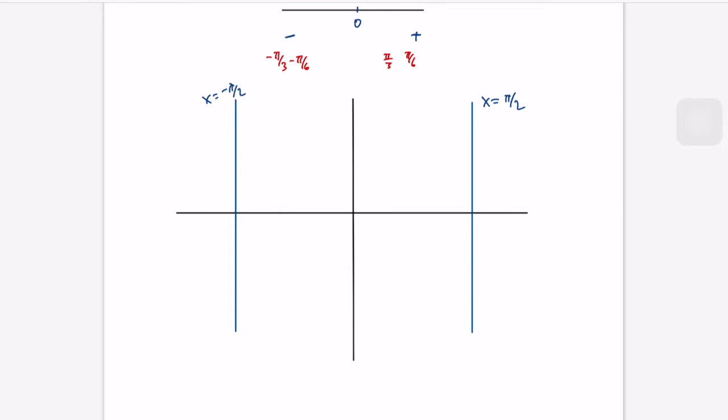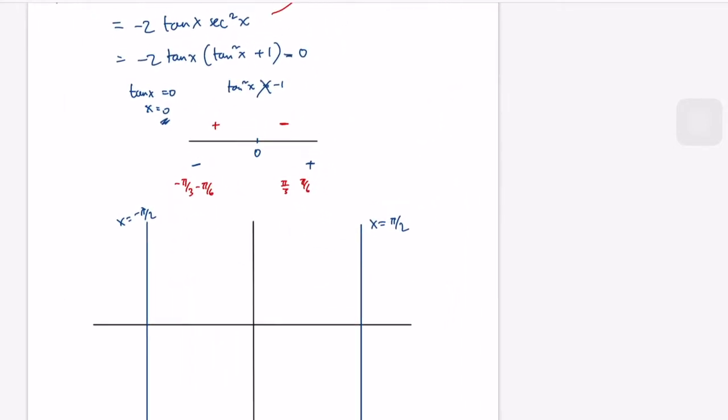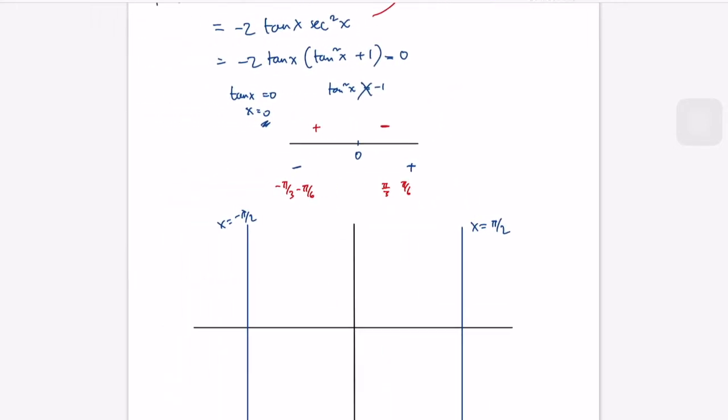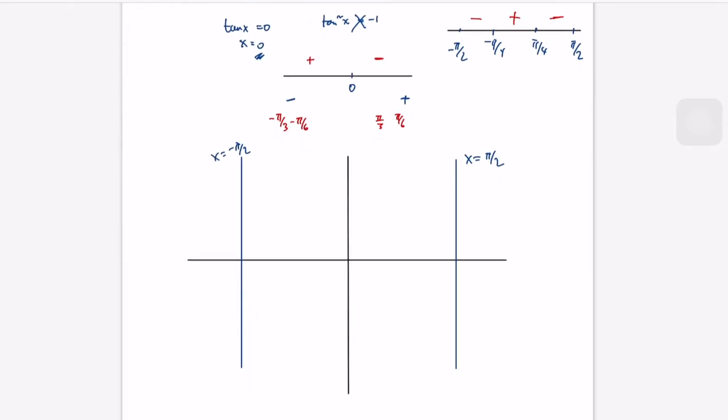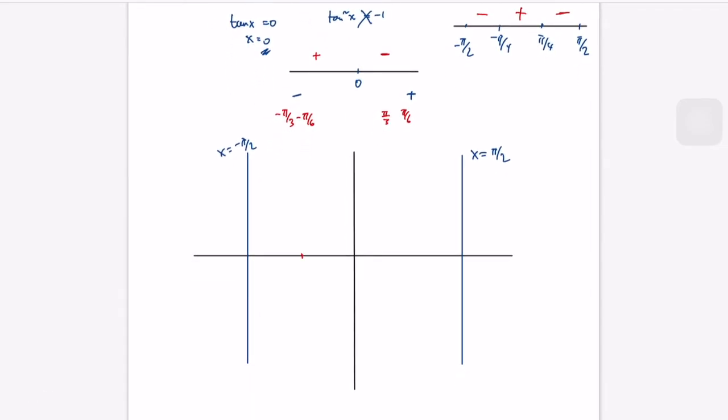Okay, now remember that the first derivative test resulted with negative pi over 4, pi over 4, and pi over 2. So this will be negative, positive, right, and then negative. Okay, so maybe here's the pi over 4. This will be negative pi over 4. This will be pi over 4.